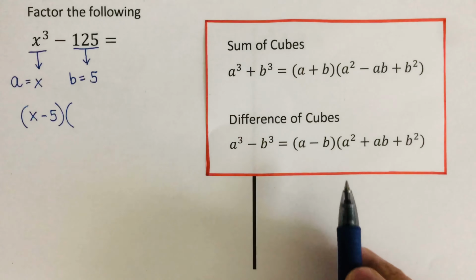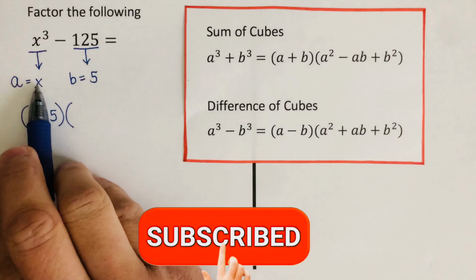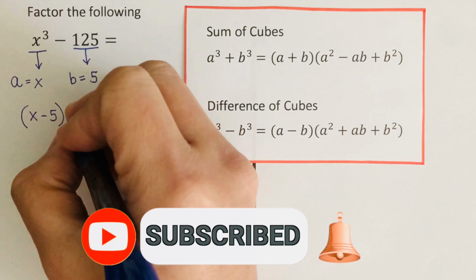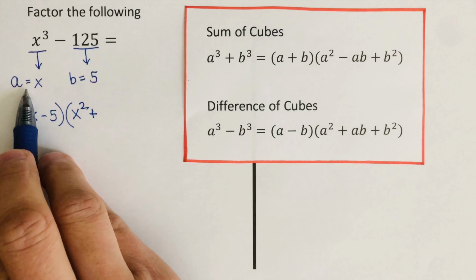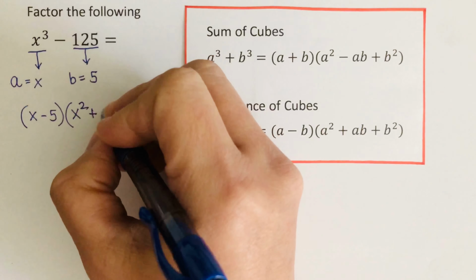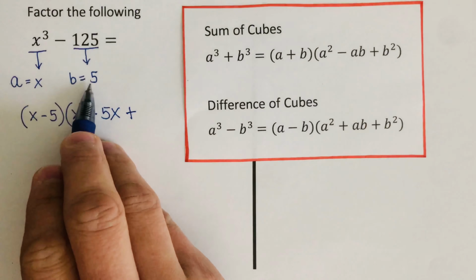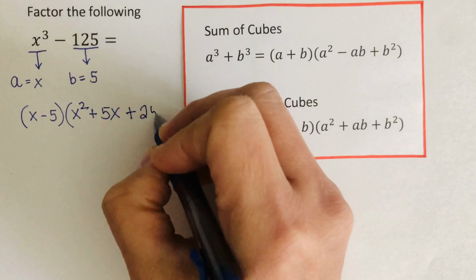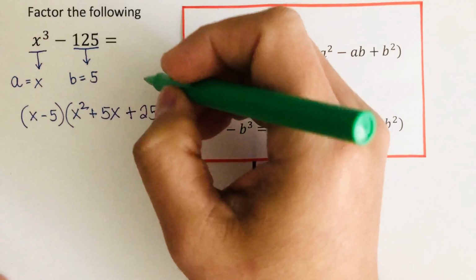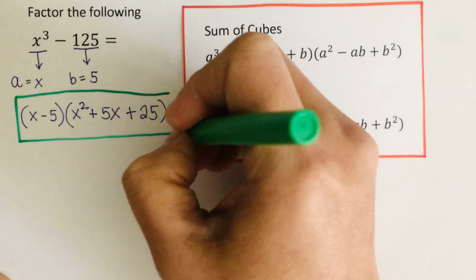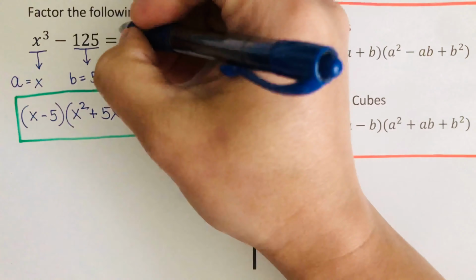And then parentheses, our a squared means the x. So x times x is x squared. And then that's a plus. And then ab means we multiply the a and the b. So 5 times x is 5x. And then that's a plus b squared. Our b is 5. So 5 squared is 25. So this is the factored form of this expression that we have up there. So I'm just going to go ahead and put this inside the box. So then we can go ahead and say that this expression is actually equal to this.